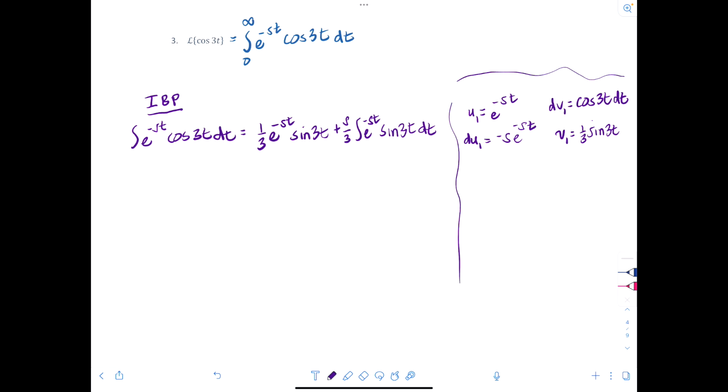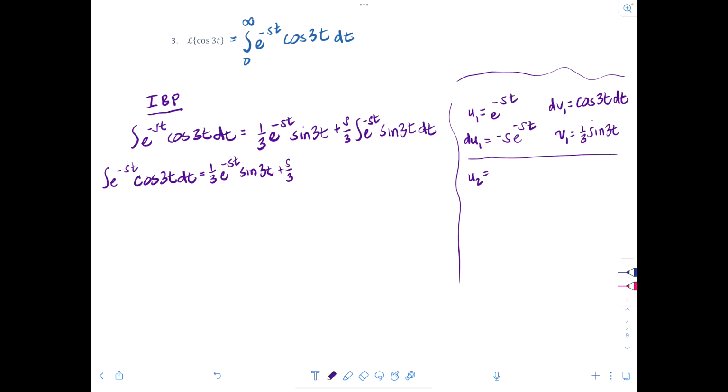All right, so I'm going to keep rewriting this first integral because otherwise it's easy to forget that you have to combine like integrals. So we're going to have all of this stuff, right? So we have our 1/3 e to the negative st times sine at 3t plus s over 3. Now we've got to do our second substitution.